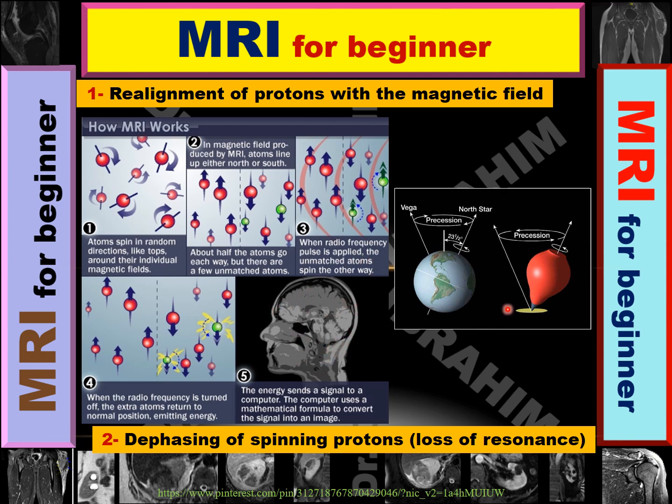And also there is another movement of the protons, which is called precession, a movement around its axis, and this also makes energy, and we can detect the energy during relaxation and get a signal from this. This is the basic physics of how we get the signal from MRI.